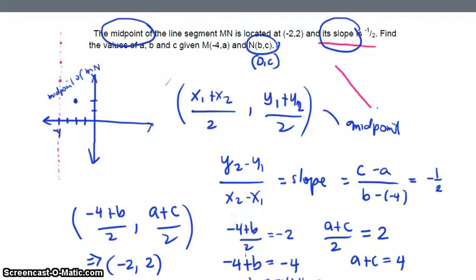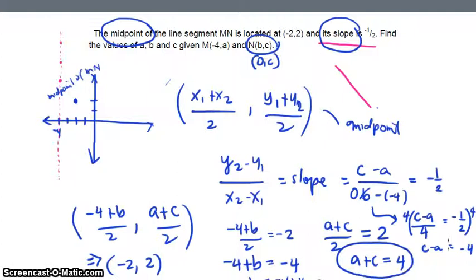But in the first part of the solution, we found that b is equal to 0. So this is just 0. So this equation will turn into c minus a over 4 equals negative 1/2. If you multiply by 4 on both sides, the left side will become c minus a, while the other side will become negative 2. So we already have two equations, which will be enough to solve for a and c.